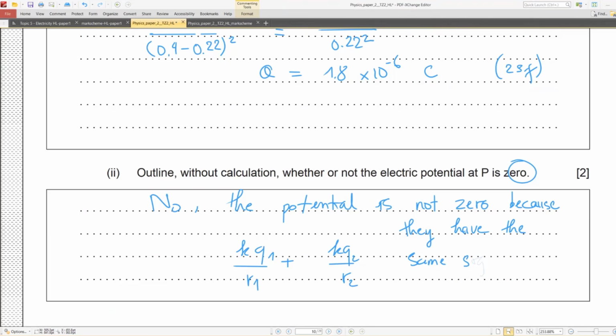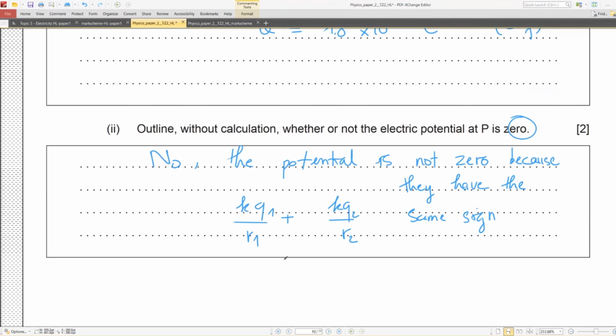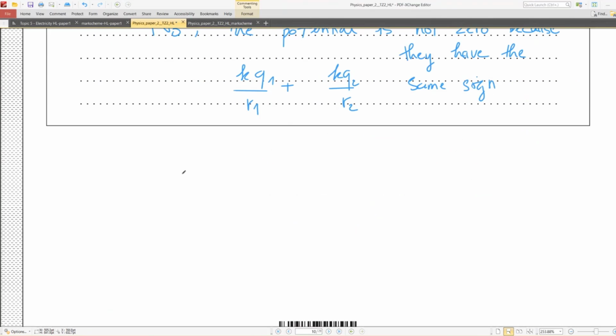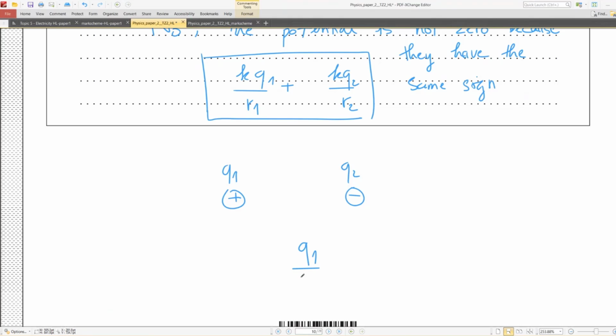So if one charge is negative and one positive, it could be 0. It depends on the distance also. For example, one positive and one negative, it depends on the values Q1 and Q2. Some positions could be 0, other positions are different from 0. Just do the equation. When the ratio Q1 over R1 is equal and opposite to Q2 over R2, the potential there will be 0.